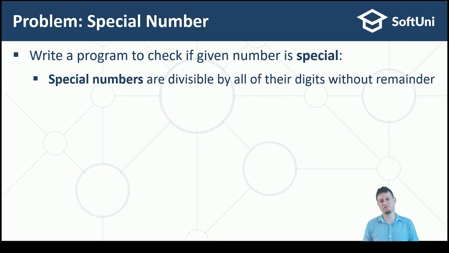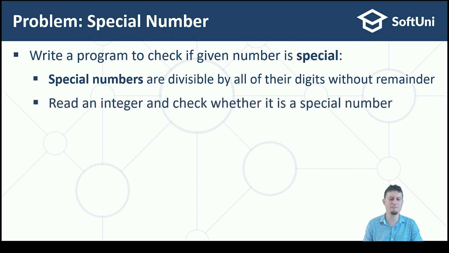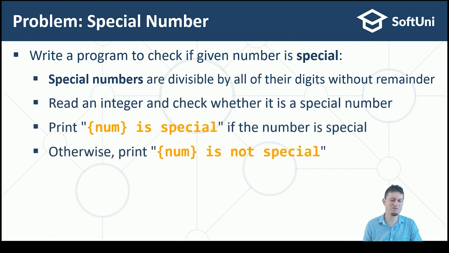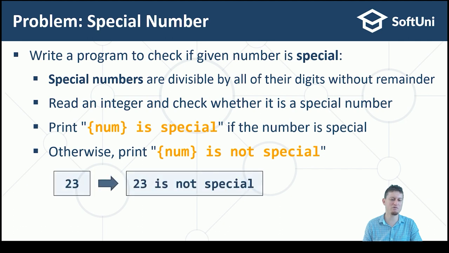It's called special number. It's about writing a program to check if a given number is special. By definition, special numbers are the numbers which are divisible by all of their digits without a remainder. We read an integer and print "num is special" or "num is not special". Let's see an example. 23 is not special. Why? Because it cannot be divided by 2, because it's not even.